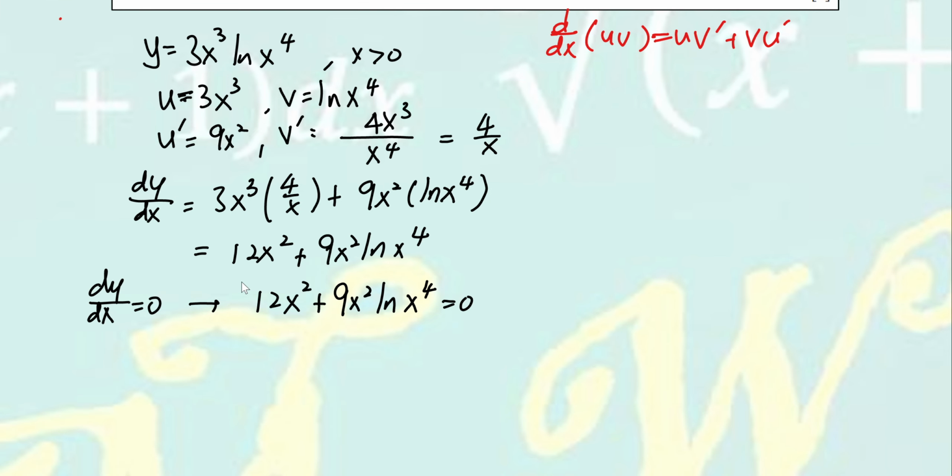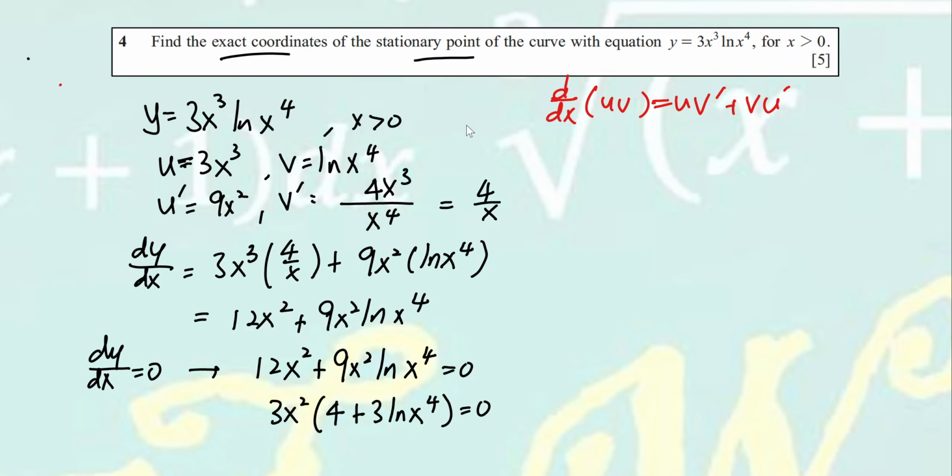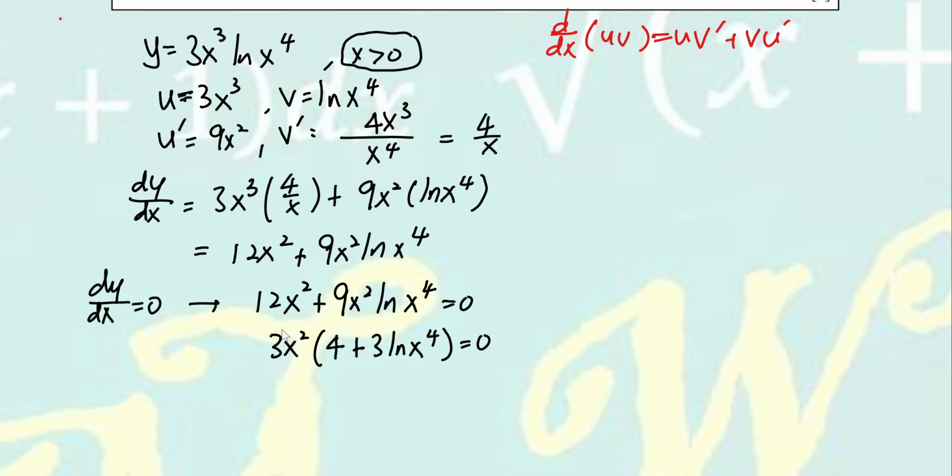So from here, the common term is 3x squared. If you factorize the common term, you will be getting 4 plus 3 ln x to the power of 4. And now, it's mentioned that x is greater than 0. So when x is greater than 0, obviously 3x squared cannot be 0. Hence, the brackets must be 0. Otherwise, you will not get the product equal to 0.